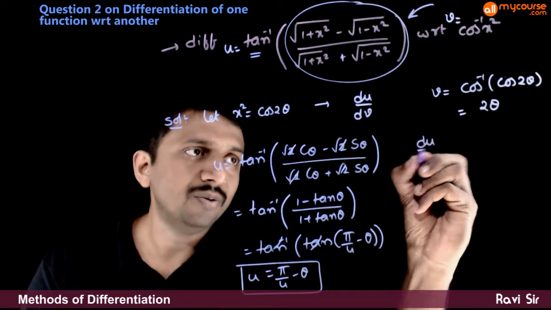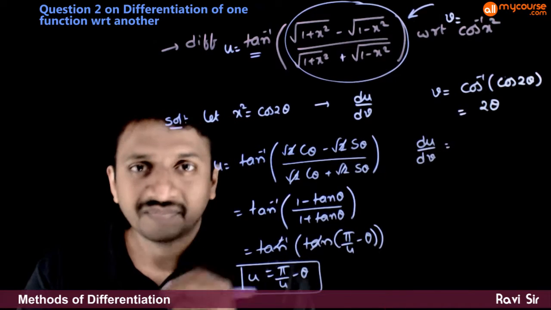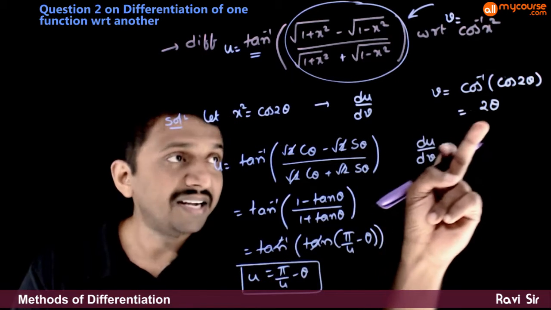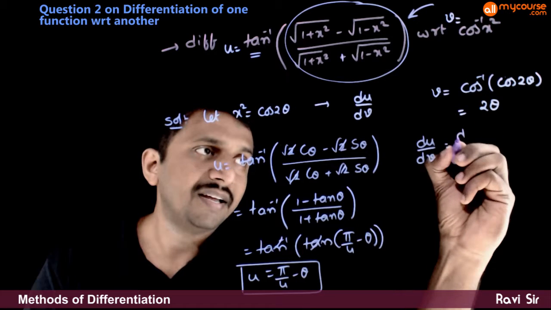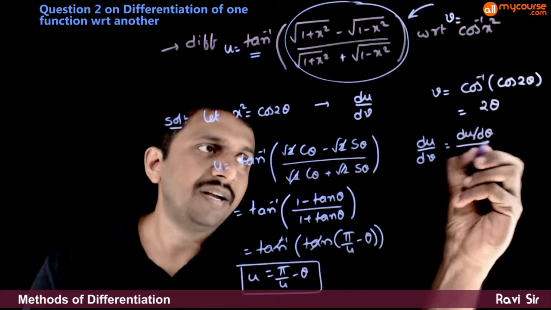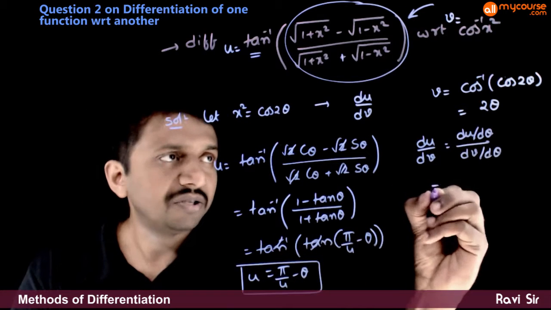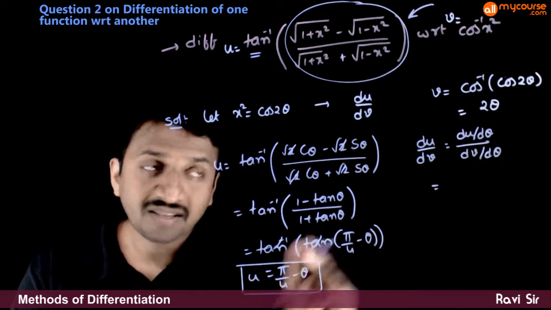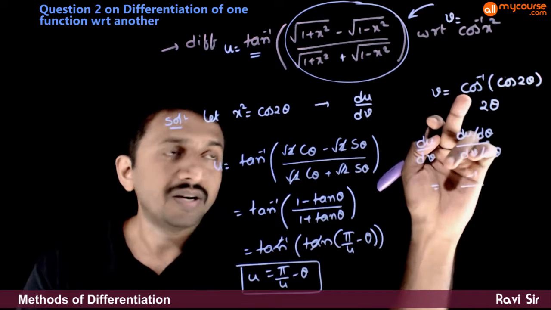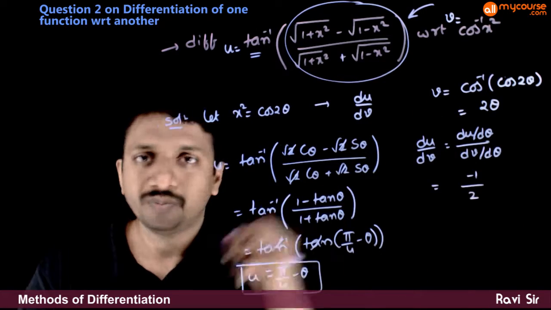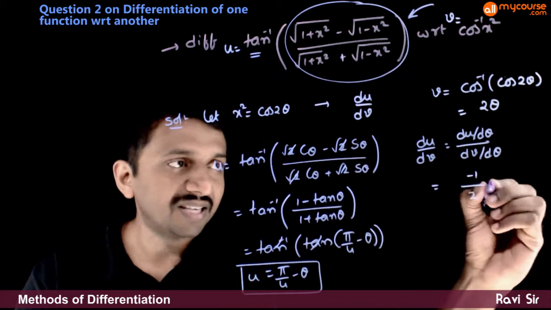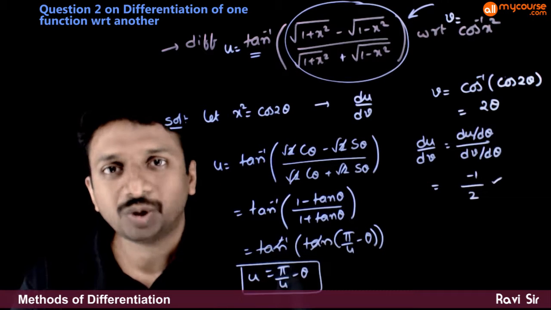So what is du by dv? Now both u and v are in terms of theta, so I can divide numerator and denominator by d theta. So du by d theta is minus 1, and dv by d theta is 2. So du by dv is nothing but minus 1 by 2. That's the answer.